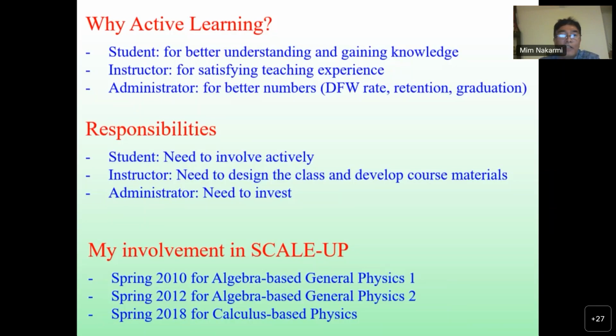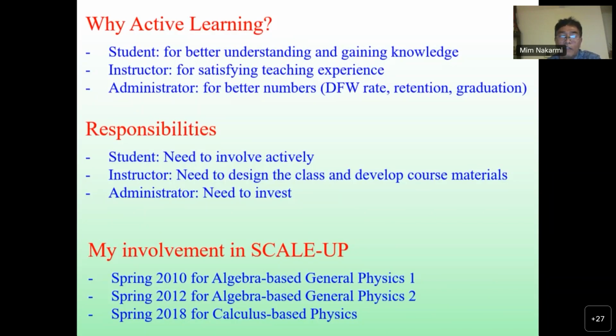What are the good things for students? We like to have a better understanding and gain more knowledge from physics. And it is not only for physics, this technique can also be used for any other field. And for instructors, when we teach somebody and see students learn from us, we feel happy. After we teach, when we come back with a satisfying experience, that's what we want, right? That's what we like to get.